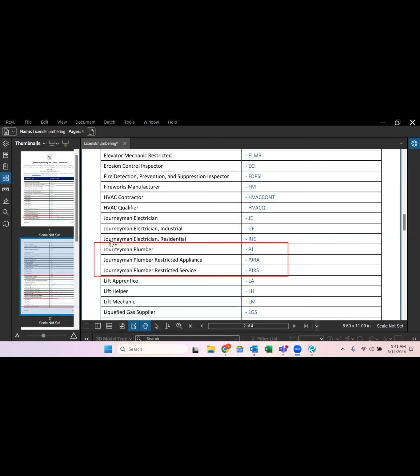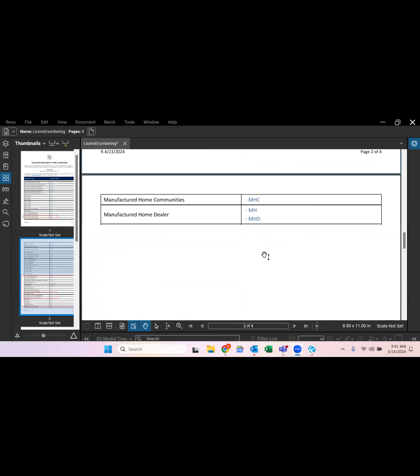We have highlighted here journeyman plumber. It used to be JP, JPRS, that makes sense, journeyman plumber restricted service, or journeyman plumber restricted appliance. But the credentialing department has changed things a little bit so that all plumbing credentials now start with a P. Whereas a journeyman plumber in the past used to be JP, it's now PJ for plumber journeyman.